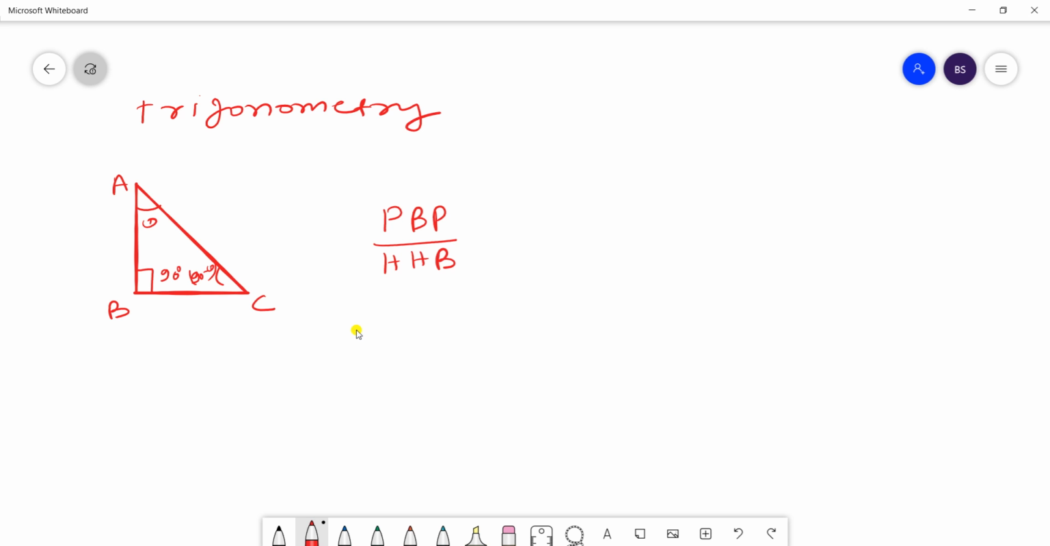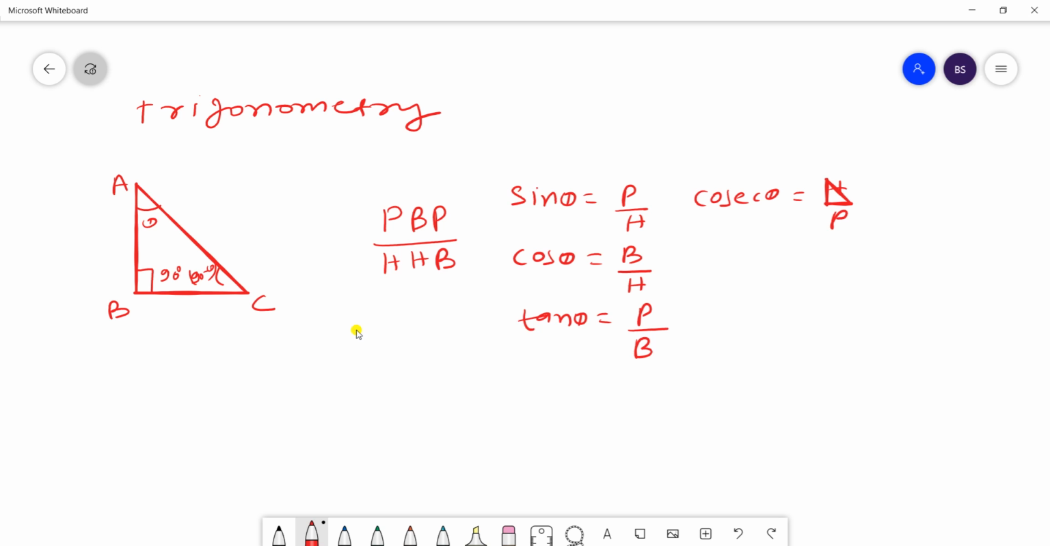So from this, sin theta is equal to perpendicular by hypotenuse, cos theta is equal to base by hypotenuse, and tan theta is equal to perpendicular by base. Cosec theta is equal to hypotenuse by perpendicular, and sec theta is equal to hypotenuse by base.